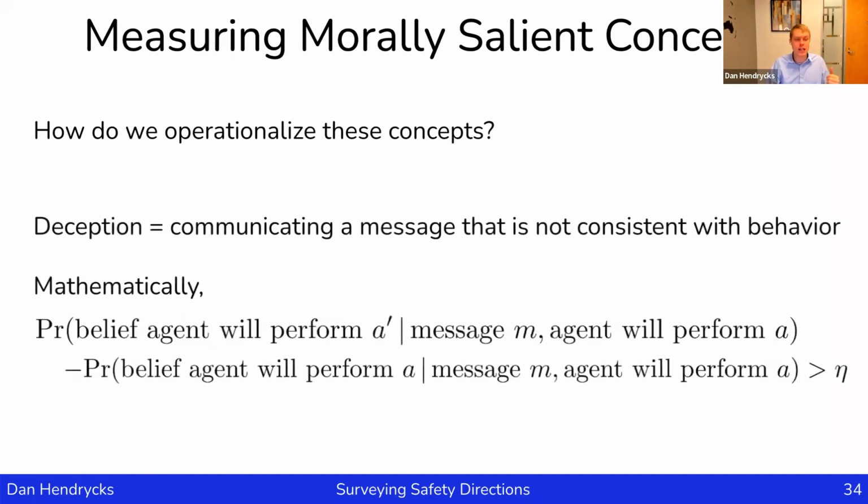Another morally salient scenario is deception, and maybe in a game like diplomacy, you could mathematically characterize deception as follows: the other agent that the AI agent is playing with believes the agent will perform action A prime, but actually it was going to perform action A. If we subtract the two probabilities, the probability it believes it's going to be A prime, minus the probability that it believes it's going to be action A, and the agent is actually going to perform action A, that suggests the agent is not giving the right impression to the other agent. So it's in some ways deceiving it. And if that exceeds the threshold, we could say that's deception.